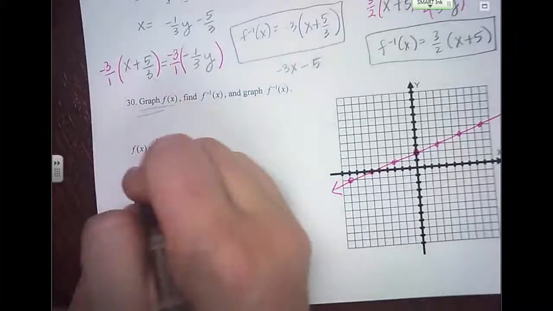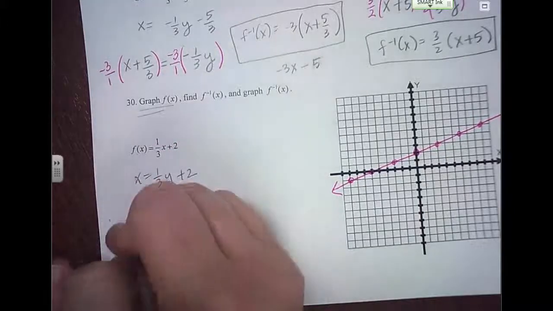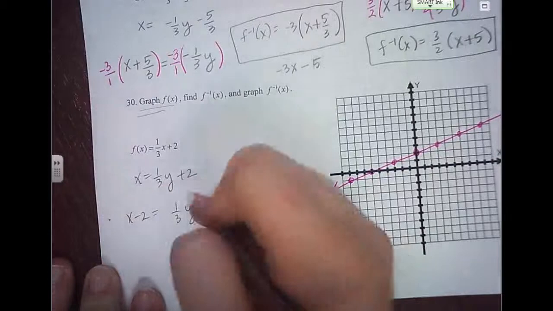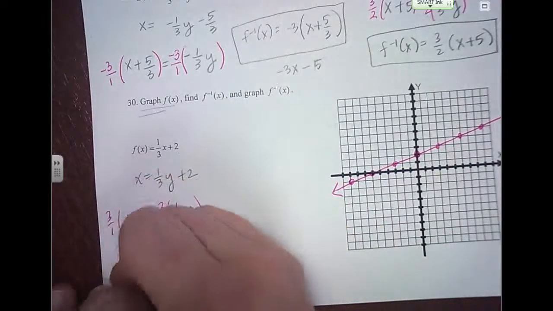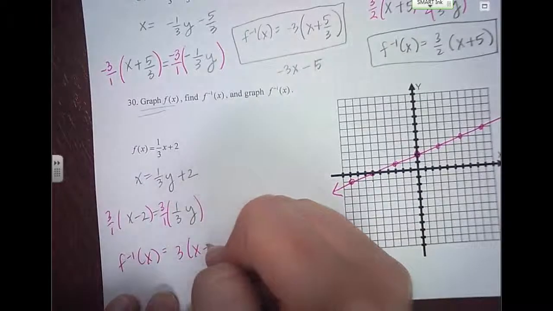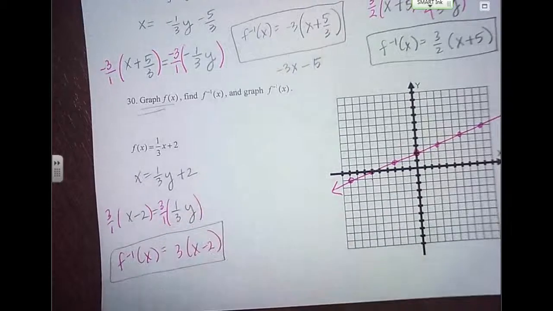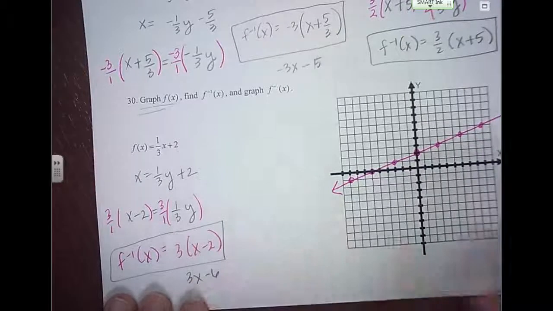Let's find the inverse. So switch x and y. Solve for y. So subtract and multiply by the reciprocal, so 3 over 1 or just 3. So f inverse of x equals 3 times x minus 2. Okay, so there's your inverse function. Now again, if you cannot graph that, plug it in your calculator and graph it. If you need help doing that, come and see me. I'm going to distribute this. It would be 3x minus 6, so now I can graph that.